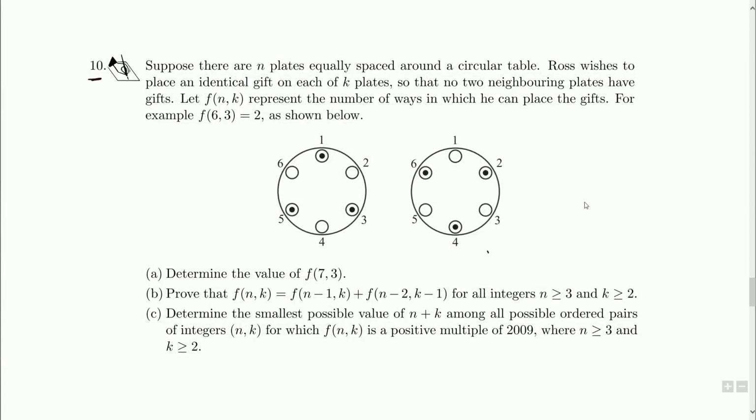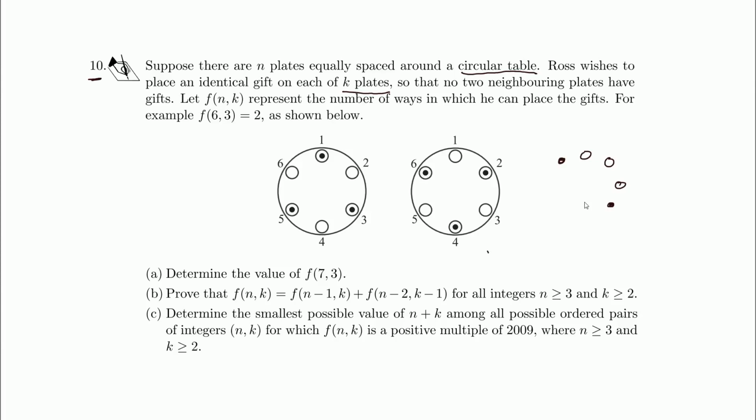Suppose there are n plates equally spaced around a circular table. Ross wishes to place an identical gift on each of k plates. This sounds like circular choosing, sounds like the necklace problem almost, so that no two neighboring plates have a gift. Interesting. So it almost has to alternate, although I guess you can have an empty plate in between gifts. Let f(n,k) represent the number of ways you can place the gifts: n plates, k gifts, and you can't have pairs of gifts.